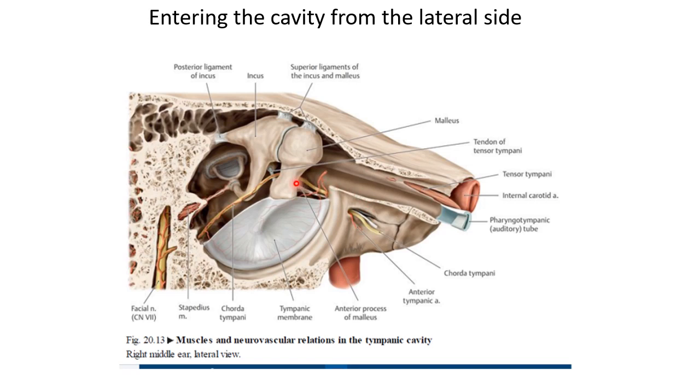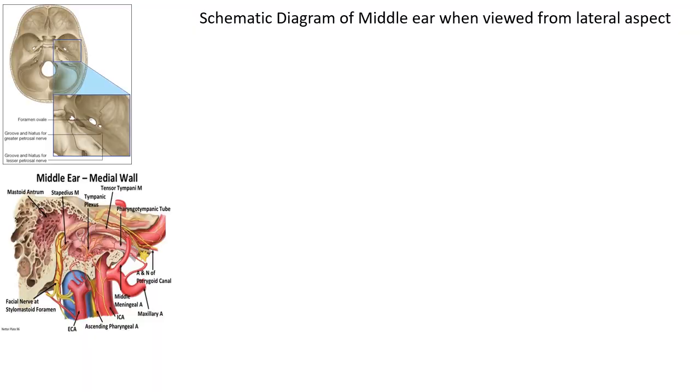So on the lateral side, we have the tympanic membrane, we have the epitympanic recess, and in the epitympanic recess we've discussed the contents which are present, and also in the lateral wall of the middle ear is the chorda tympani nerve. Now for the rest of the walls, let's make a diagram.